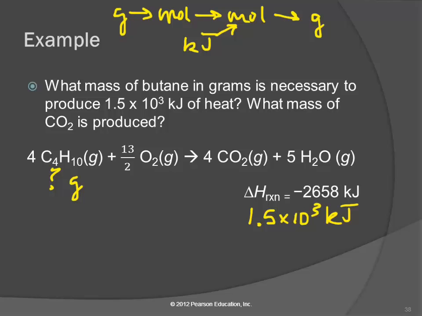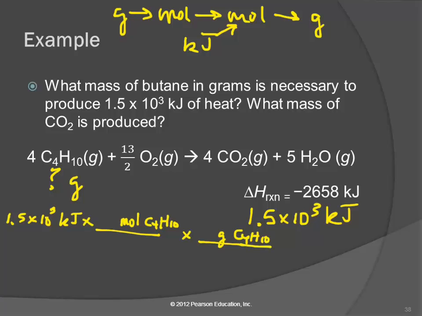So the path tells us we're going to start with kilojoules. So we write down, we've got 1.5 times 10 to the third kilojoules, and we're going to convert to moles of the thing we're interested in. With these calculations, we don't have to do a mole to mole because the kilojoules can be converted to moles of anything in that equation. And then we're going to go to grams of C4H10. Yeah, that's really messy. Sorry.